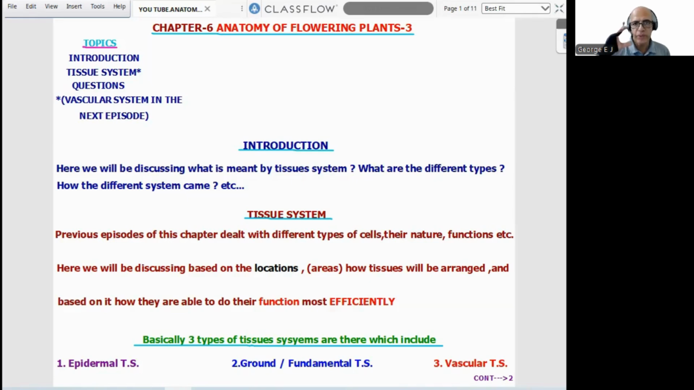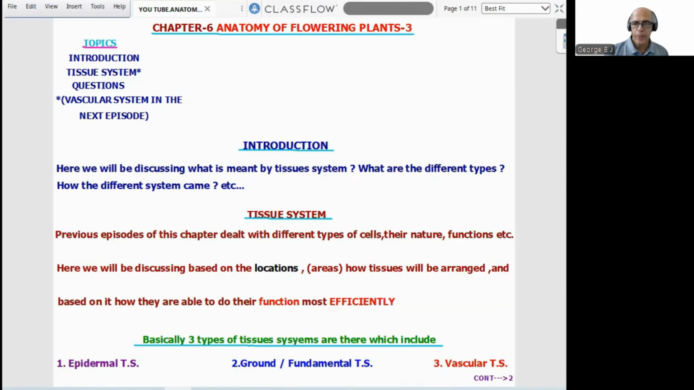Because we should know what we are going to study, in any subject, anywhere, anytime, any place. So this is what we are going to study in this episode. I think the idea is clear. Basically, there are three types of tissue system. According to NCERT, we have to proceed.